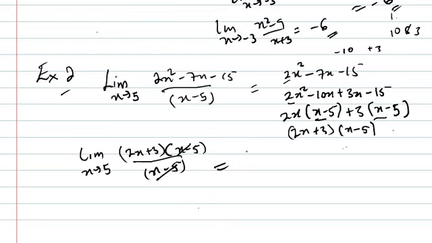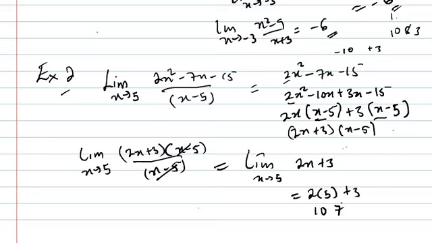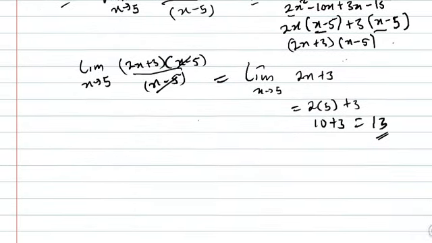Then we have the limit as x goes to 5. Here we have 2x plus 3. So we have to substitute x equal to 5. So we have 2 times 5 plus 3, which is 10 plus 3, which is equal to 13. So we're going to take the last question and solve.